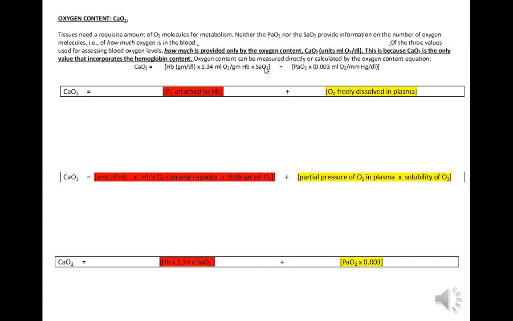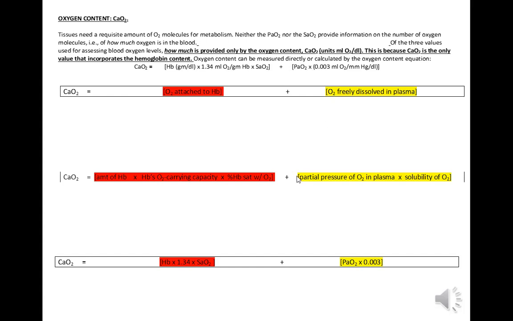That's a decimal. The other side of the equation uses a whole number, the PaO2, which is millimeters of mercury, partial pressure of oxygen. It could be PO2, it's the same thing. And then you multiply by the solubility coefficient. So here's another number you have to memorize: 0.003 milliliters of oxygen per deciliter of blood per millimeter of mercury. That's how much oxygen can be dissolved in the plasma in an otherwise normal person.